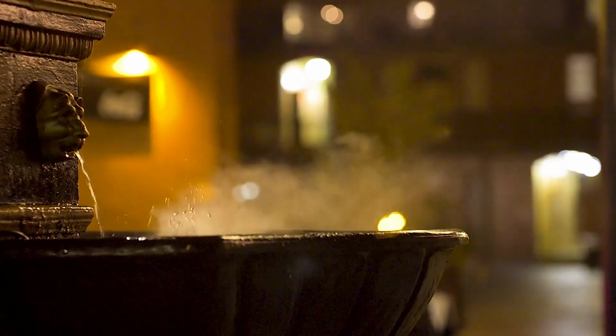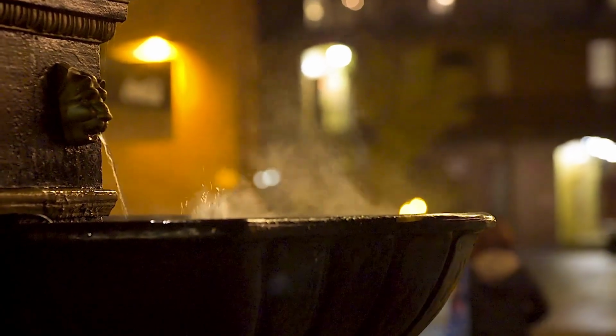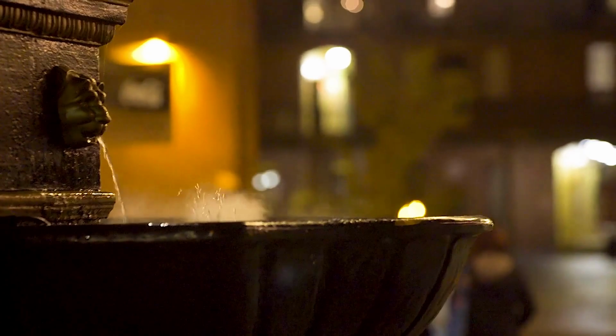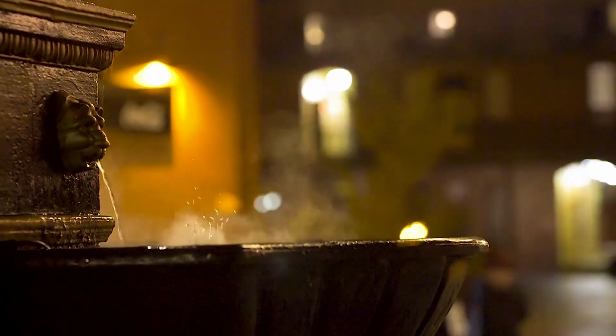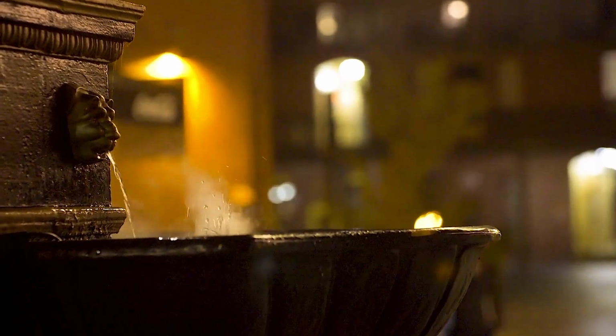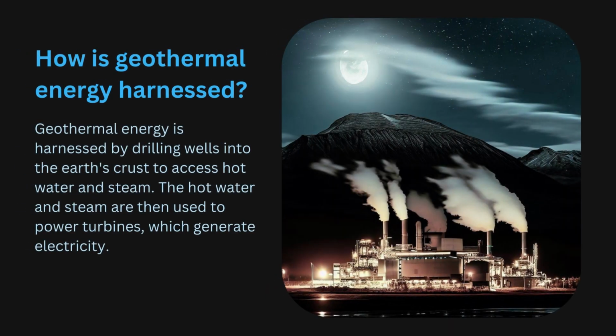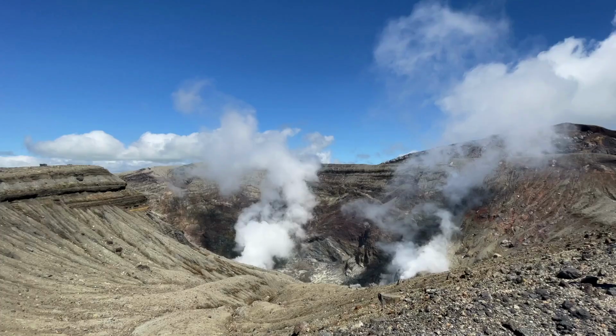Dry steam power plants are the oldest type of geothermal power plant. They use steam from underground to turn turbines, which generate electricity. Flash steam power plants, the most common type of geothermal power plant, use hot water from underground to produce steam, which turns turbines. Binary cycle power plants use a heat exchanger to transfer heat from hot water to a secondary fluid, which vaporizes and turns a turbine to produce electricity.